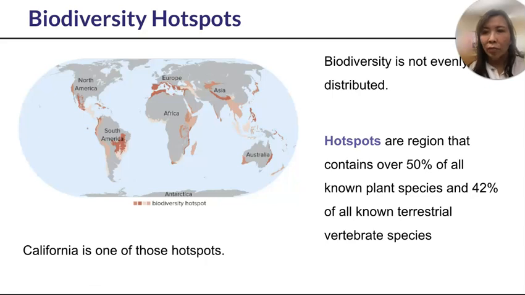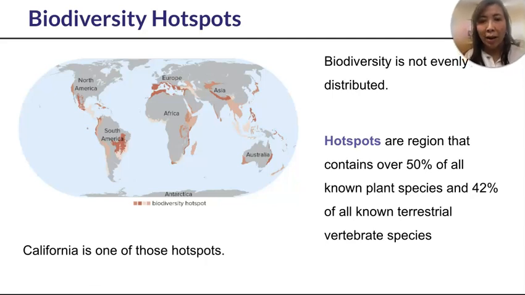So here in California, we are one of the biodiversity hotspots. And so there's only a few hotspots, and they're not distributed evenly. But these hotspots are regions that contain over 50% of known plant species and 42% of all known terrestrial vertebrate species, right? So we can see that California is actually one of them.